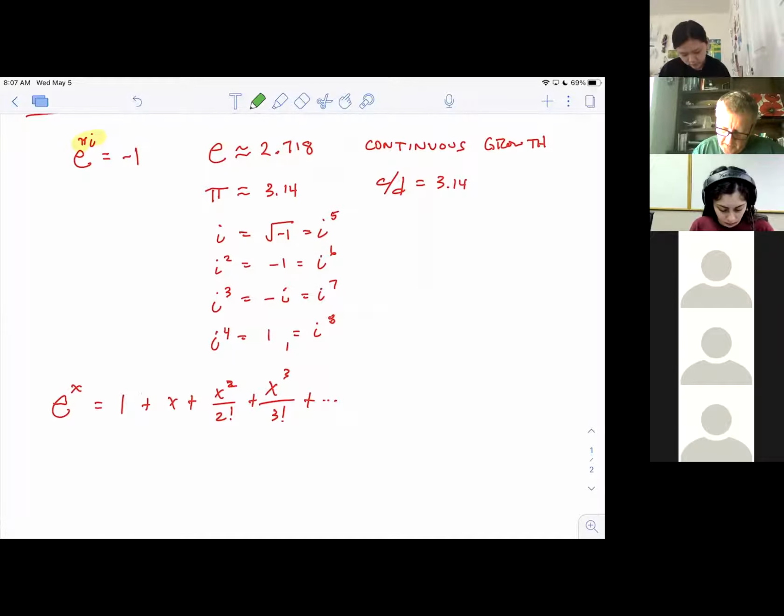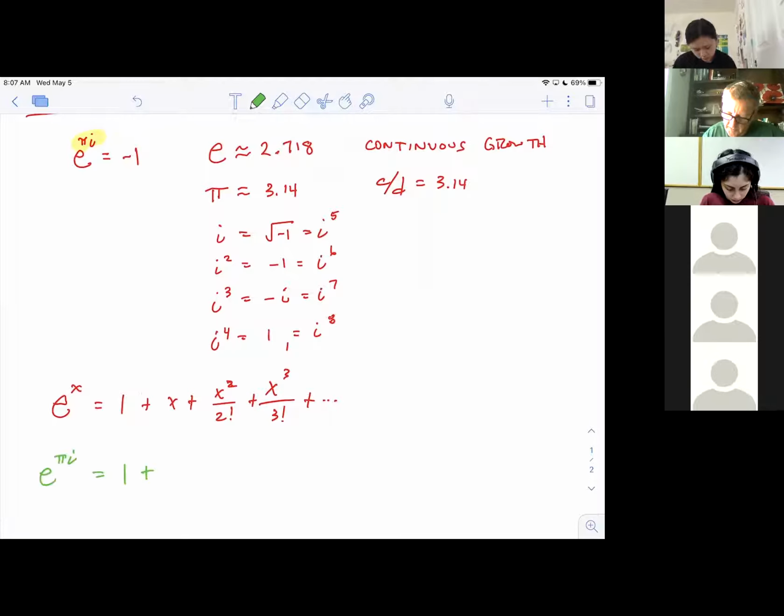e to the pi times i, we're just going to replace it with x. So it's 1 plus, I'm sorry, replacing x, the e is gone. So it's just pi times i, and then pi times i, but squared. And then pi times i, but cubed.